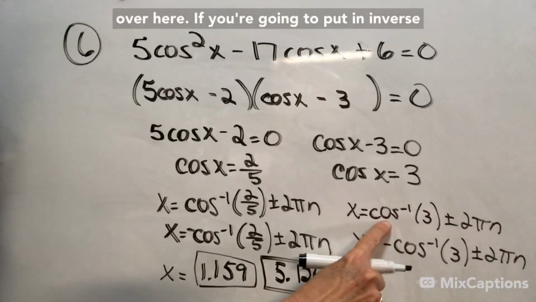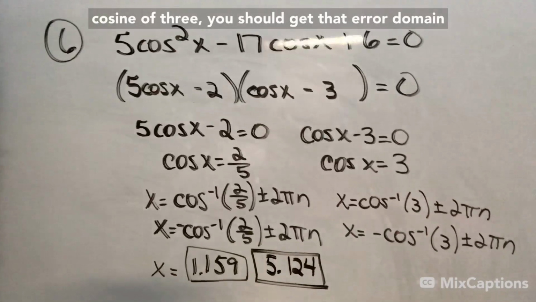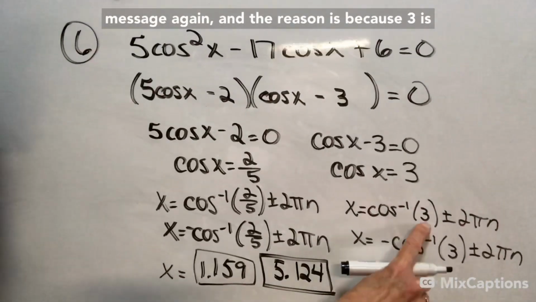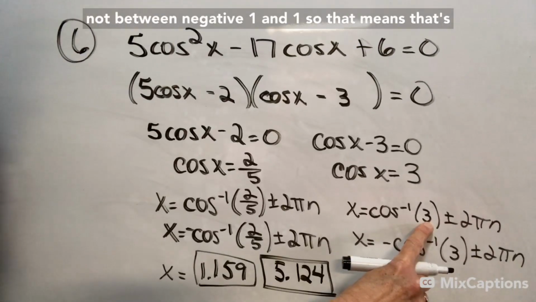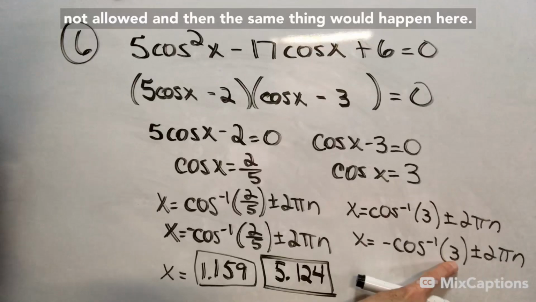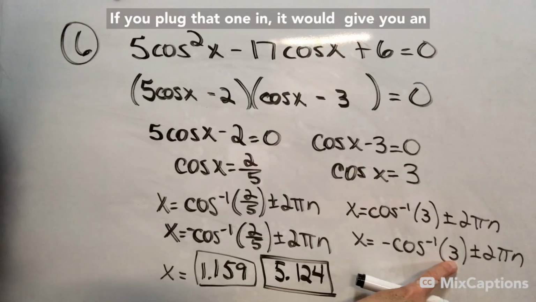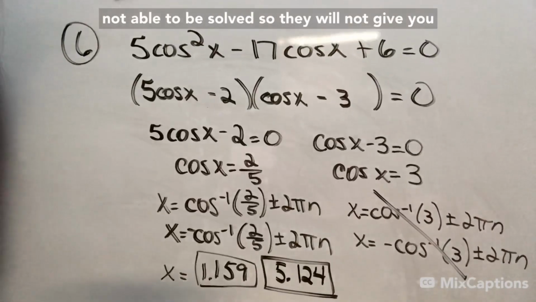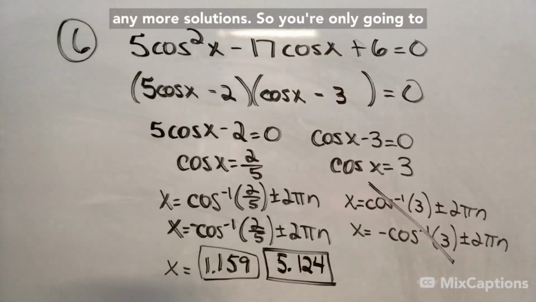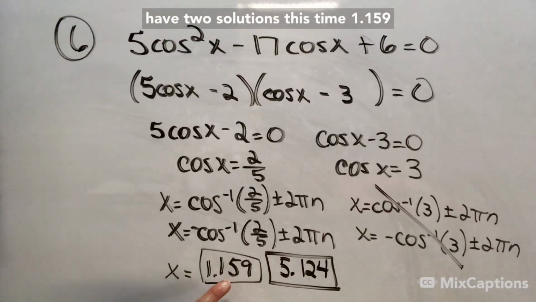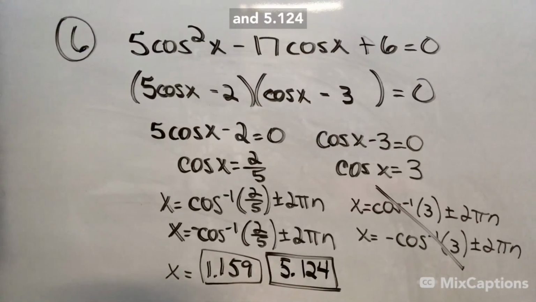Over here, if you're going to put in inverse cosine of 3, you should get that error domain message again. And the reason is because 3 is not between -1 and 1. So that means that's not allowed. And then the same thing would happen here if you plugged that one in. It would give you an error message. So both of those equations are not able to be solved, so they will not give you any more solutions. So you're only going to have 2 solutions this time, 1.159 and 5.124.